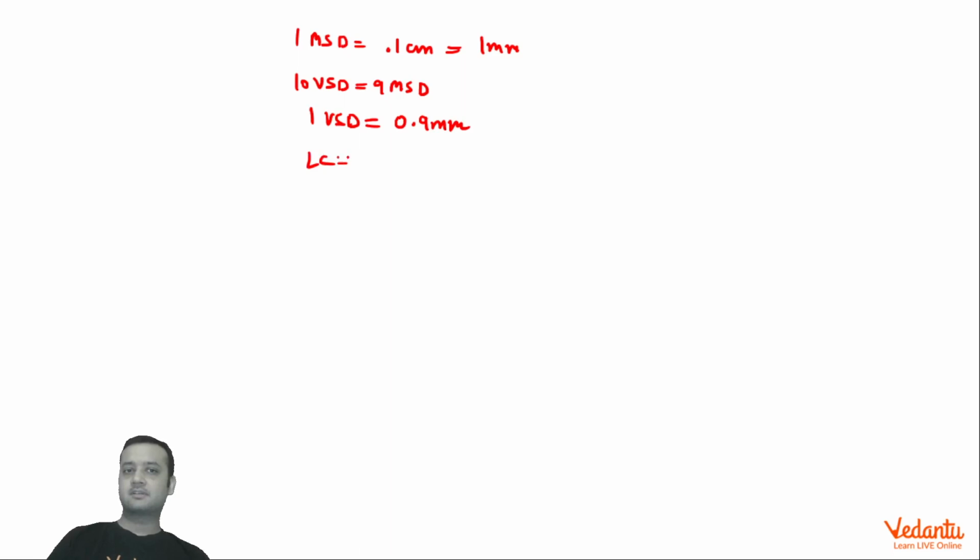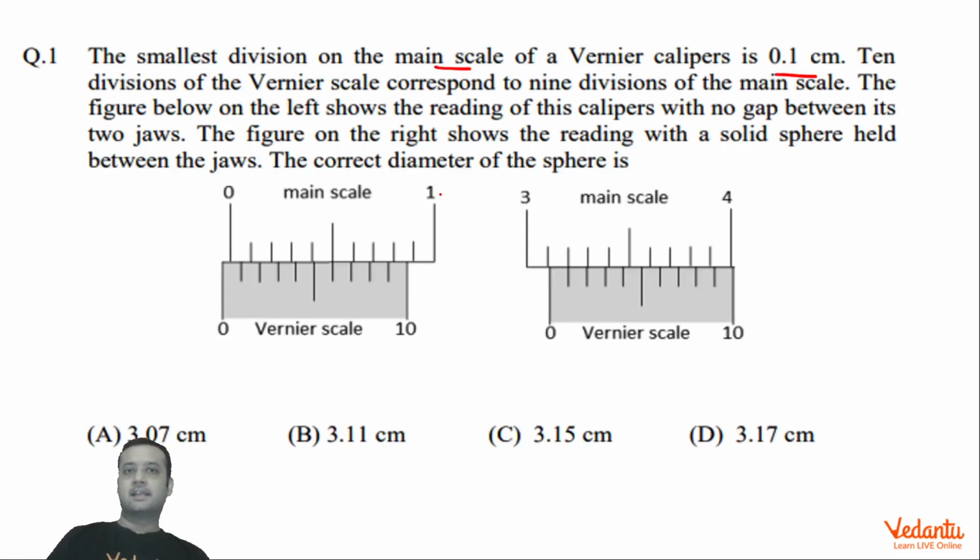Least count, we define as main scale division minus vernier scale division. So this will become 0.1 mm, right? Now if you see over here, it's clear that the zero of the vernier scale is behind the zero of the main scale, hence it's a negative zero error. And if you see carefully, then first, second, third, fourth, fifth, sixth reading of the vernier scale is coinciding with the main scale.